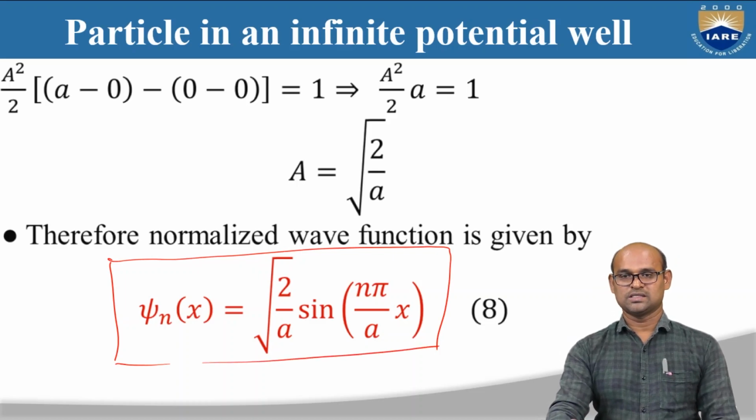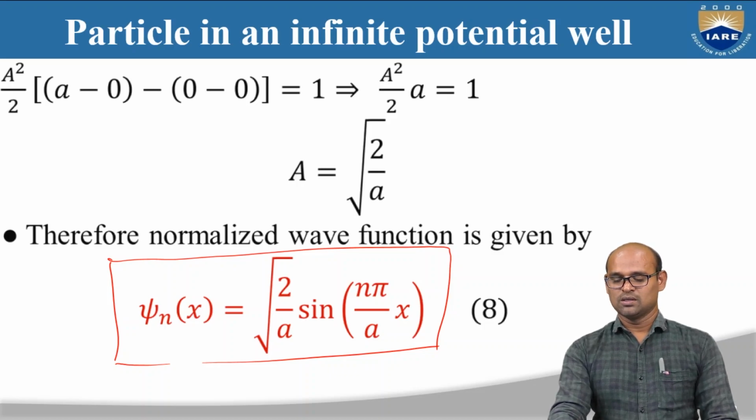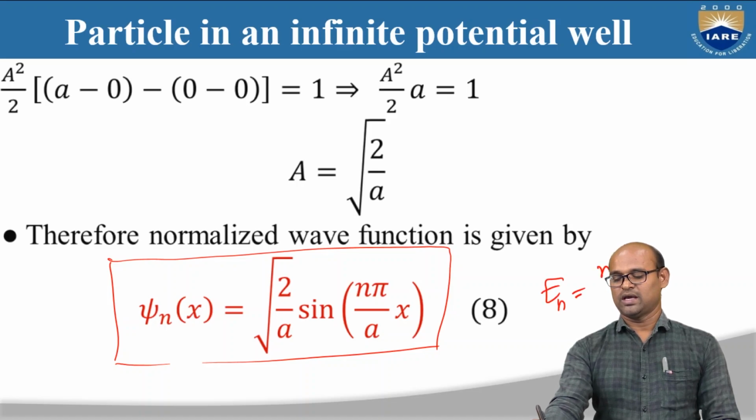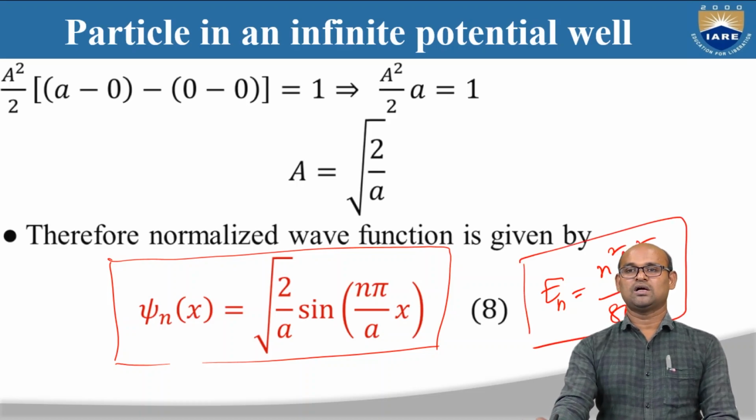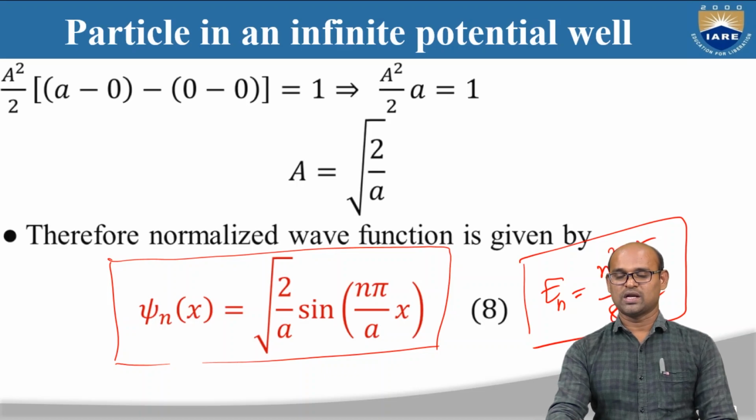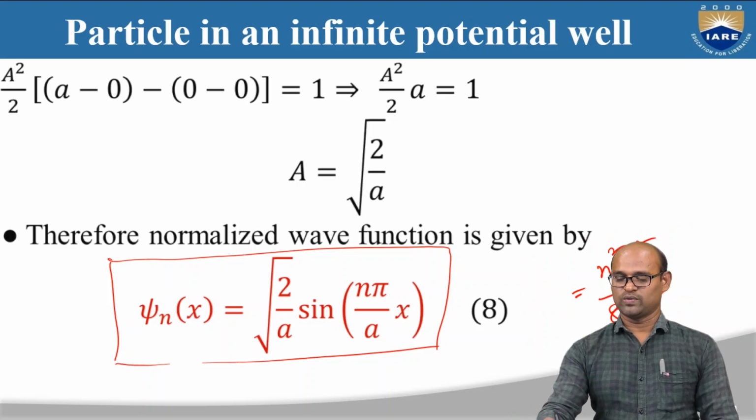Psi of x is equal to square root 2 by a sine n pi by a into x. So these are the wave functions associated with the particle, and we have also derived energies n square h square by 8m a square. So these are the energies. These energies are also called eigenvalues and eigenfunctions for a particle trapped in an infinite potential well.